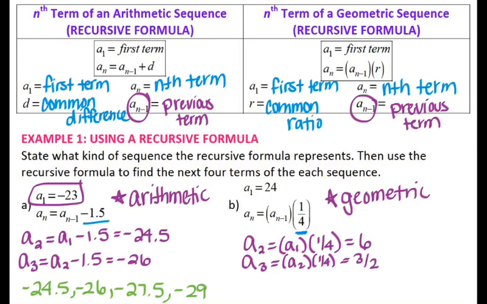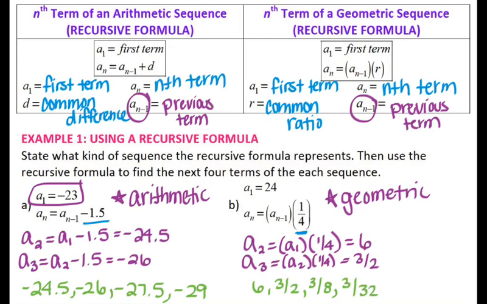Okay, and then the pattern continues. So we want to find the next four terms. So we have the 6, we have the 3/2. I'm going to take my third term, multiply it by 1/4. That gives us 3/8. I'm going to take that and multiply it by 1/4, and that gives me 3/32.